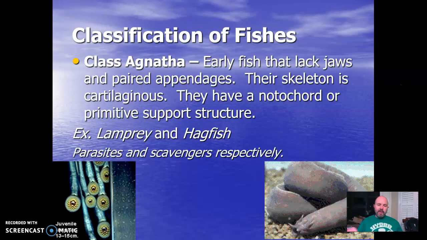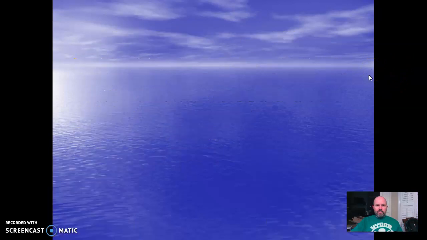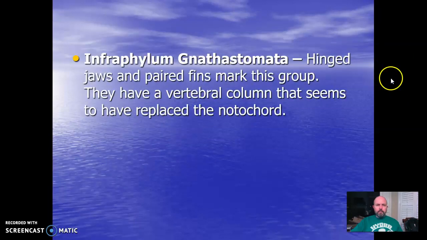Hagfish are scavengers that feed off dead or decaying material in the water, versus lamprey being parasites where they actually attach to another fish usually and eat from them. The next group is infraphylum. Alright, so we're getting really obscure here with the prefix there, but this is just under phylum, Gnathostomes.